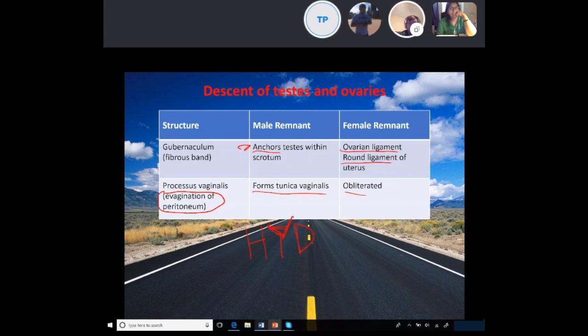Wait, what was the question about patent processus vaginalis? What pathology might we see? Hernias, specifically indirect. Hydrocele. Correct. Hydrocele. Yes, hydrocele. So if you have a patent processus vaginalis, you're going to have a connection from the abdominal cavity into the scrotum, and so you'll have fluid that has a communicating hydrocele.